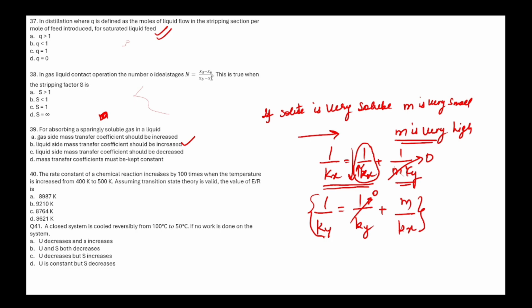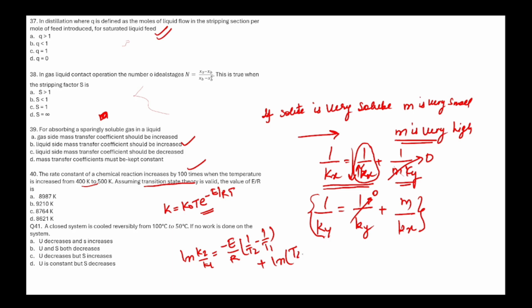The rate constant of a chemical reaction increases by 100 times when the temperature increases from 400 to 500 Kelvin. Assume transition state theory is valid. Value of E upon R. So that is a very straightforward question. k equal to k naught T e raised to the power minus E upon RT. This is the formula. Okay. ln k2 by k1 equals minus E upon R (1 by T2 minus 1 by T1) plus ln T2 by T1. Okay, put all the values, you will get the answer.